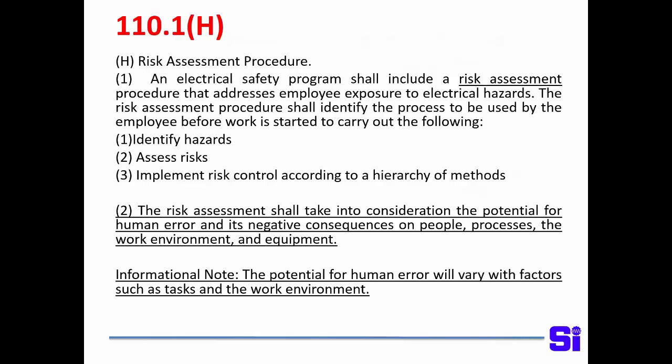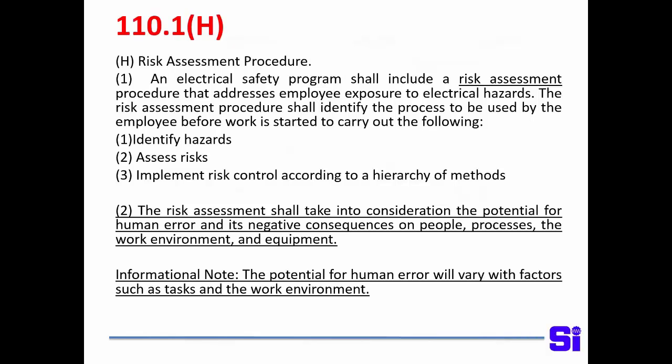Subtopic number 1 talks about electrical safety programs shall include a risk assessment procedure. And then we've added subtopic 2. It says the risk assessment shall take into consideration the potential for human error and its negative consequences on people, processes, work environment, and equipment. And then we added the informational note, the potential for human error will vary with factors such as task and the work environment.